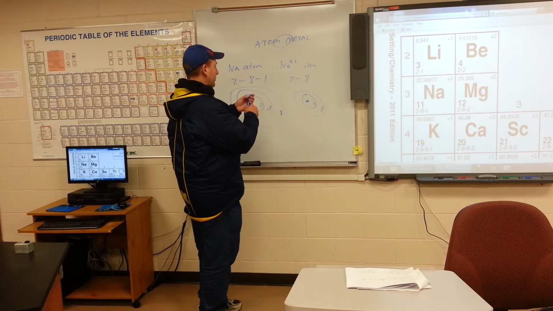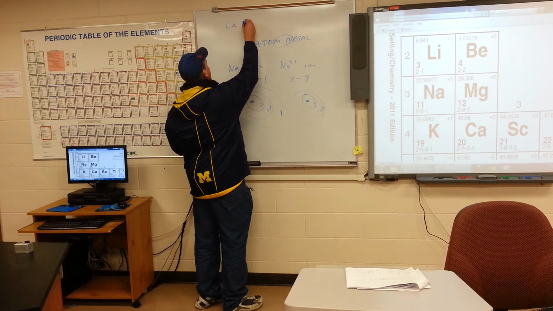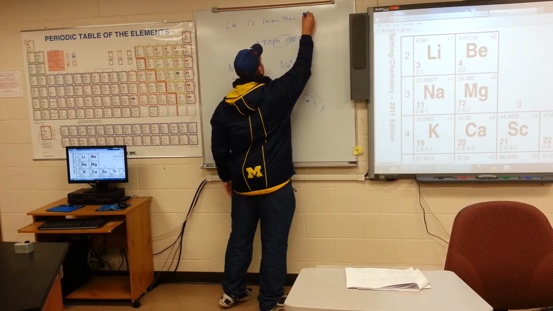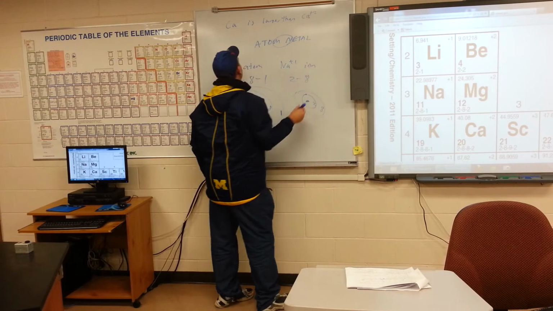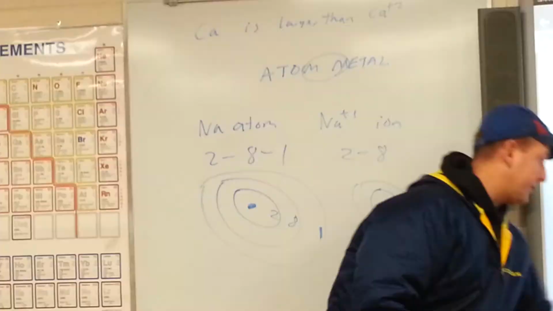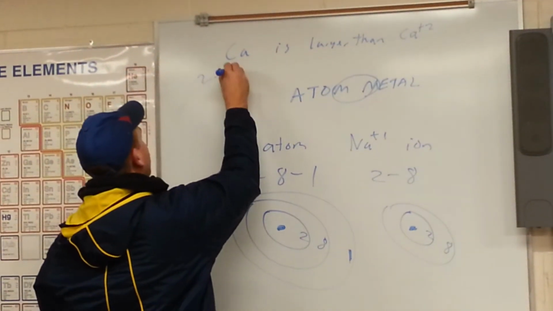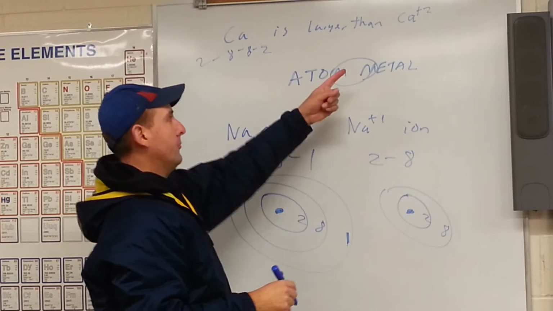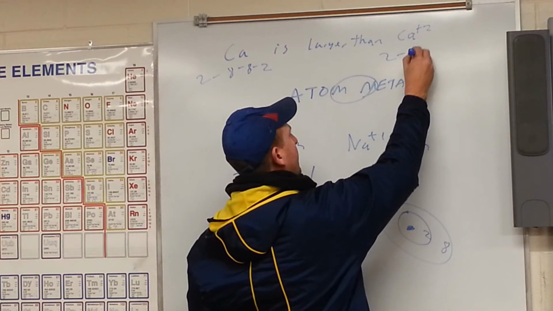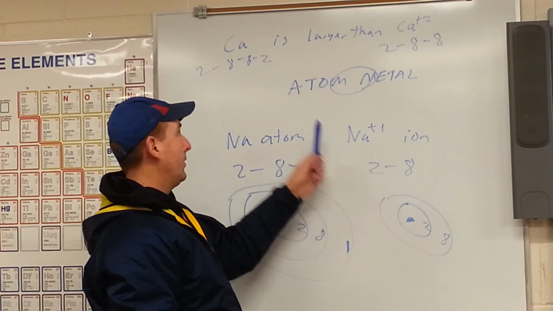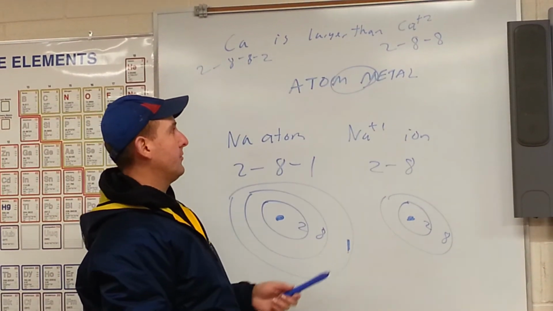Another example, you can do Ca is larger than Ca plus 2. Right, because Ca is 2-8-8-2. That's 4 shells. Calcium loses 2 electrons when it forms ions. You get 2-8-8. Now you have 3 shells. So those are 2 examples: Na is larger than Na plus 1, and Ca is larger than Ca plus 2.